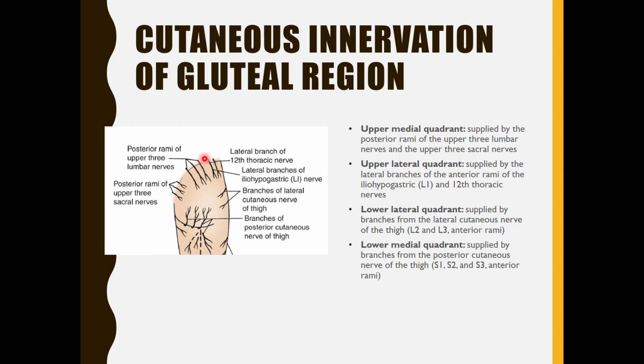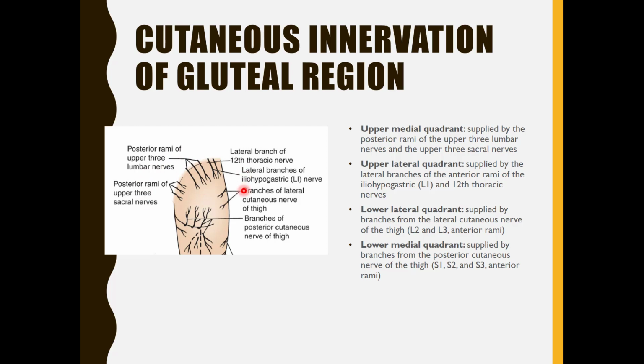So the upper medial quadrant is supplied by the posterior rami of the upper three lumbar nerves. See here, this is upper three lumbar nerves and the posterior rami of the upper three sacral nerves. So these are three sacral nerves and these are three lumbar nerves. This is upper medial quadrant.